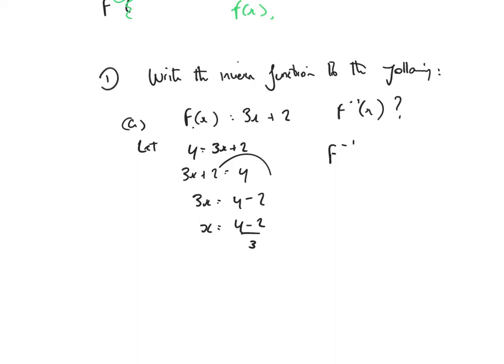Now we're going to reintroduce the functional notation. That's with f in it. So f of minus 1 of x. So replace that y with x. It's going to be x minus 2 over 3. So the original function was 3x plus 2 and the inverse function is x minus 2 over 3.